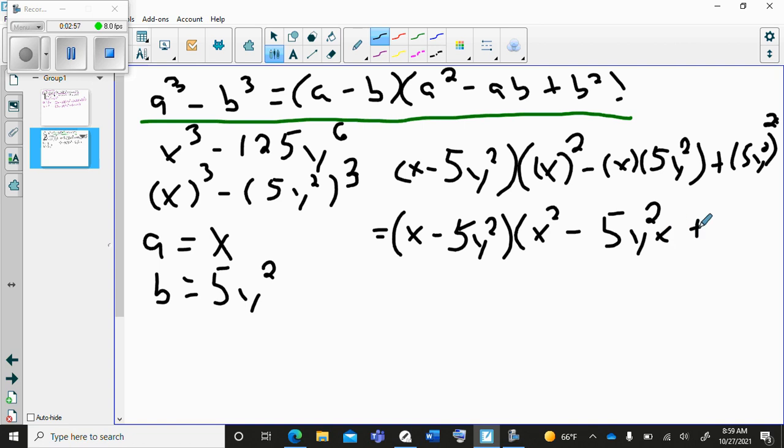Plus, you have 5y to the second power at the end. 5 times 5 is 25. Y to the second power raised to the second power. Remember, you're multiplying it, so that would be y to the fourth. You might think it's addition, but it's not. An exponent raised to an exponent is multiplication. And then that's it. It's factored.